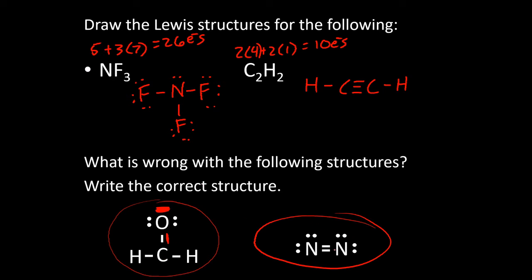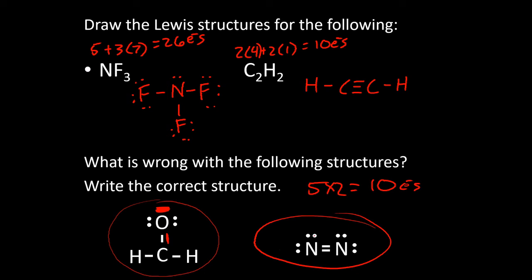This one is a little bit tougher, because if you notice, it has an octet, both of them. Both of the atoms have an octet. We have 8 electrons, 8 electrons. So it seems like it looks fine to me. But how many valence electrons does nitrogen have? That's 5. We have 2 of them. So there should be 10 electrons in this structure.